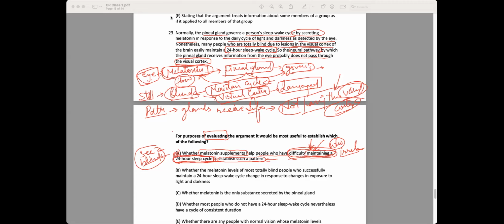Anybody who picked A? And even if you didn't pick A, you must have a strong reason why you are eliminating this option. The reason is this: we don't know who those people are, so what do we read in that? Nothing. Let's see option B: whether the melatonin levels of most totally blind people who successfully maintain a 24-hour sleep cycle change in response to changes in exposure to light and darkness. So we are talking about people who are totally blind.